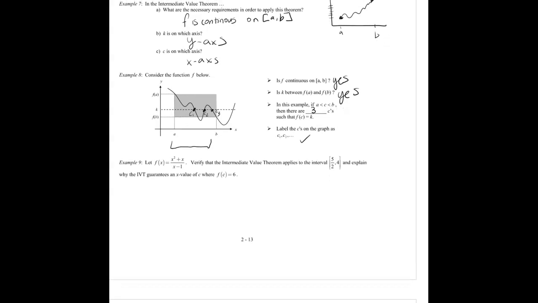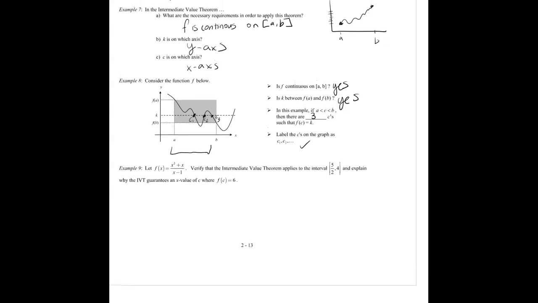Alright, so the last thing that we've got to do is example 9. We've got to verify that the intermediate value theorem applies on the interval from 5/2 to 4, and explain why the intermediate value theorem guarantees a value c where f of c is equal to 6. So the first thing I've got to do is see if this function is even continuous on that interval. So I'm going to find out where this function is discontinuous. Well, I see a fraction with an x in the denominator. So that tells me it might equal 0 at some point, and I've got to figure out where that point would be.